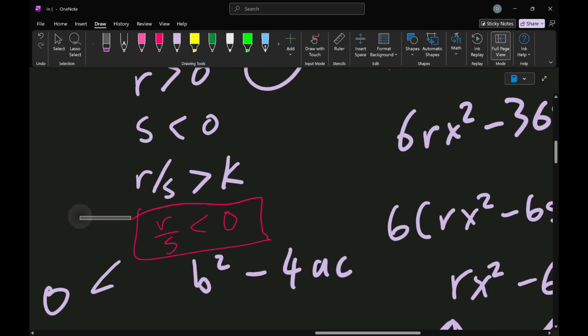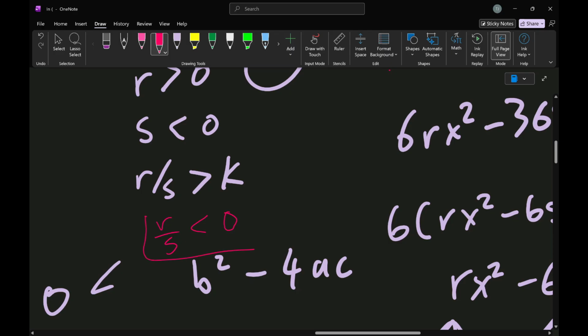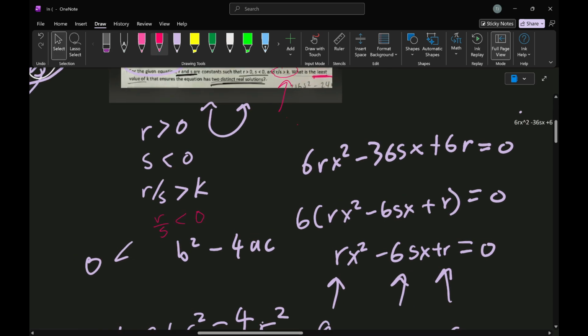Right? Because it can't be 0. r and s can't be 0. So because it can't be 0, it must be smaller than 0, once you put it together. One's positive, one's negative, right? So let's move on. So what we did was we used determinant form.